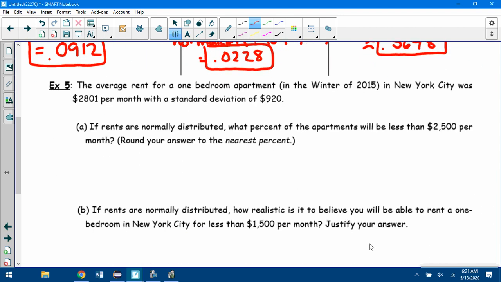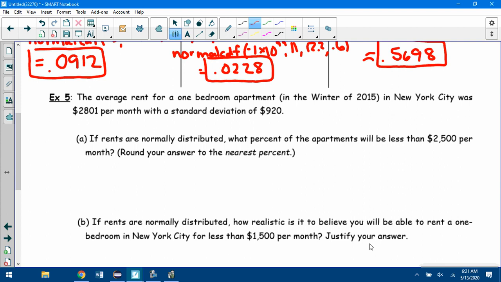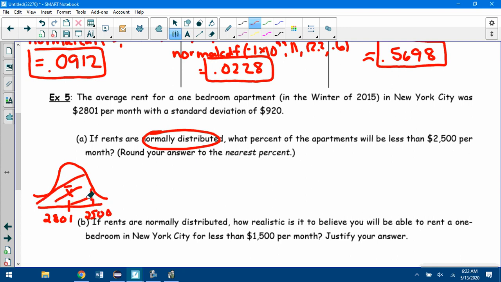Okay, last example. The average rent for a one-bedroom apartment in the winter of 2015 in New York City was $2,800.01 per month, with a standard deviation of $920. If rents are normally distributed, so now I'm allowed to do my normal curve, what percent of the apartments will be less than $2,500 per month, rounded to the nearest percent? So what goes in the center this time? 2,801. We want less than $2,500. So I would think most rents would be less than $2,500.